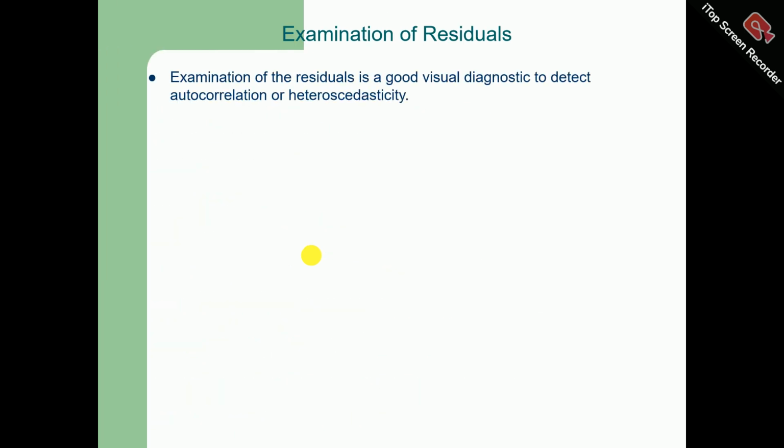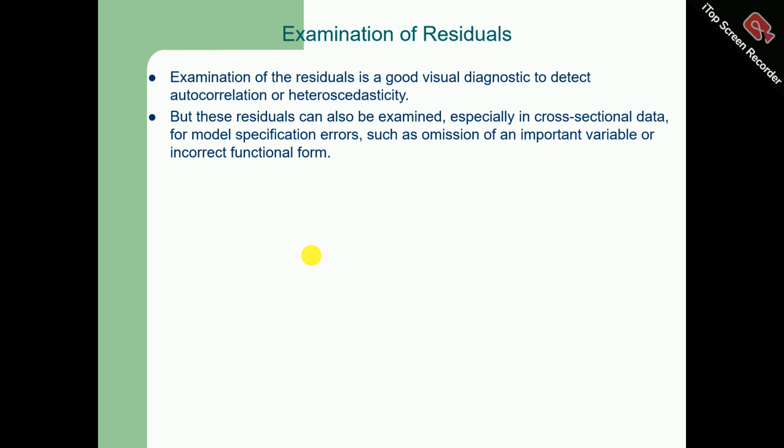Now we are examining the estimated residuals. Examination of the residuals is a good visual diagnostic to detect autocorrelation or heteroscedasticity in the estimated model. But these residuals can also be examined, especially in cross-section data, for model specification errors such as omission of an important variable or incorrect functional form.